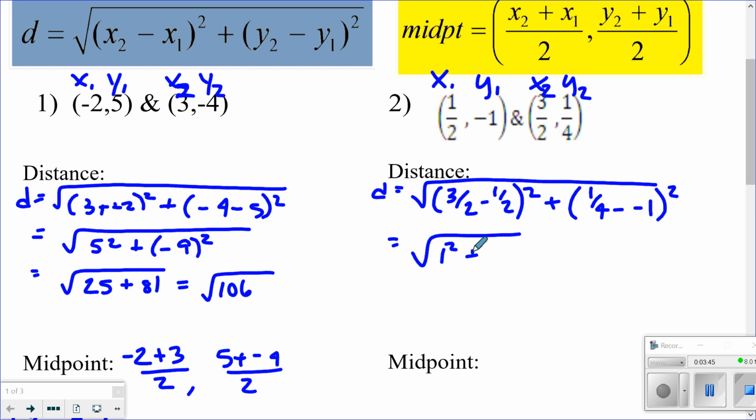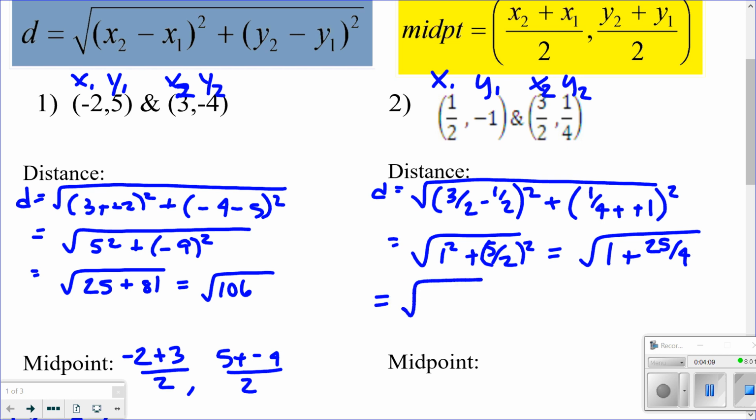1/4 minus a negative 1 is just going to turn into plus 1. Well, 1 is the same thing as 4/4. So 1/4 plus 4/4 gives me 5/4. And then don't forget to square it. Just keep reducing down. 1 squared, of course, is 1. 5 halves squared, remember we have to square each piece, so that's 25 over 4. 1 plus 25 over 4, that's the same thing as 4 over 4 plus 25 over 4, so we get 29 over 4.